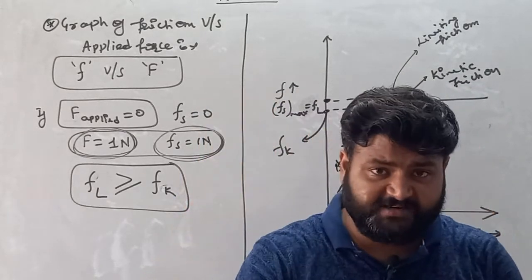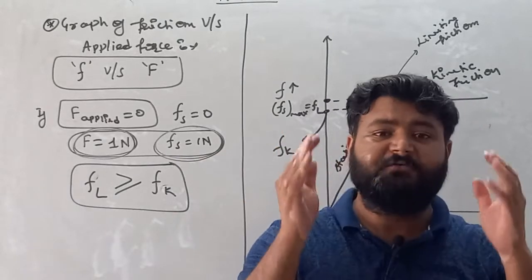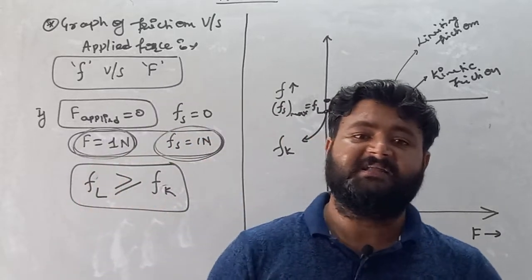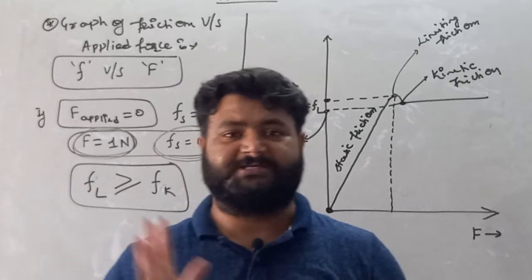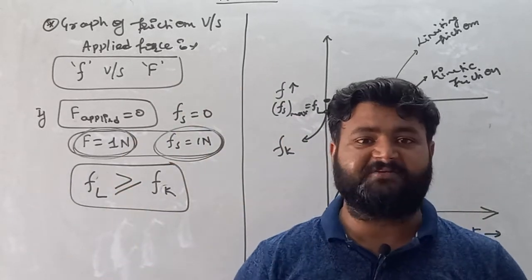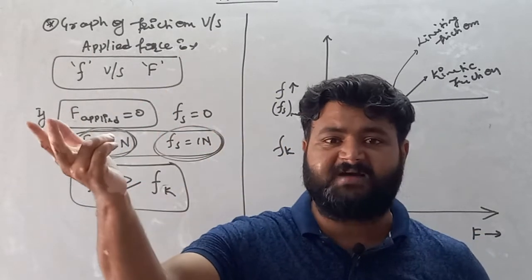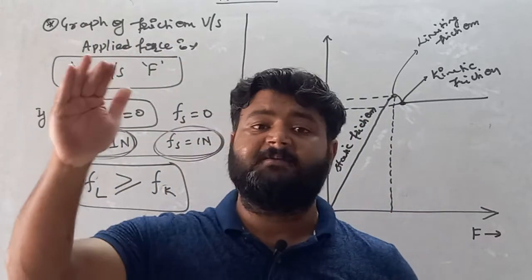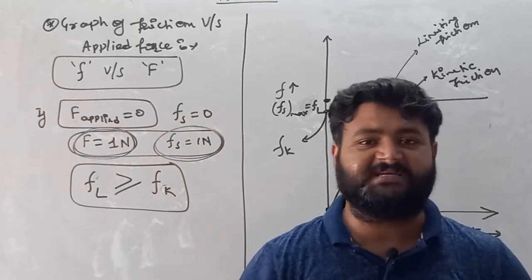Remember, static friction, kinetic friction. Static friction is that friction which takes place if the body is at rest. Kinetic friction is that friction which takes place if the body is in motion. The maximum value of static friction is called limiting friction. Its value is fixed. After achieving that much value called limiting friction, if you change the applied force, the body starts moving. If the body starts moving, then the nature of friction is kinetic.